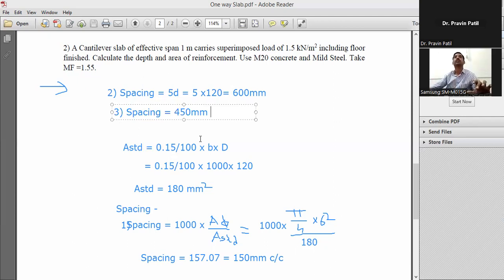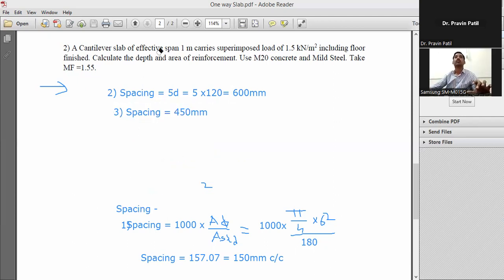So which one is less out of the three? The first. So provide 6 mm diameter at 150 mm center to center. This one is for distribution steel. Okay, so this one is completed. Design of cantilever slab.